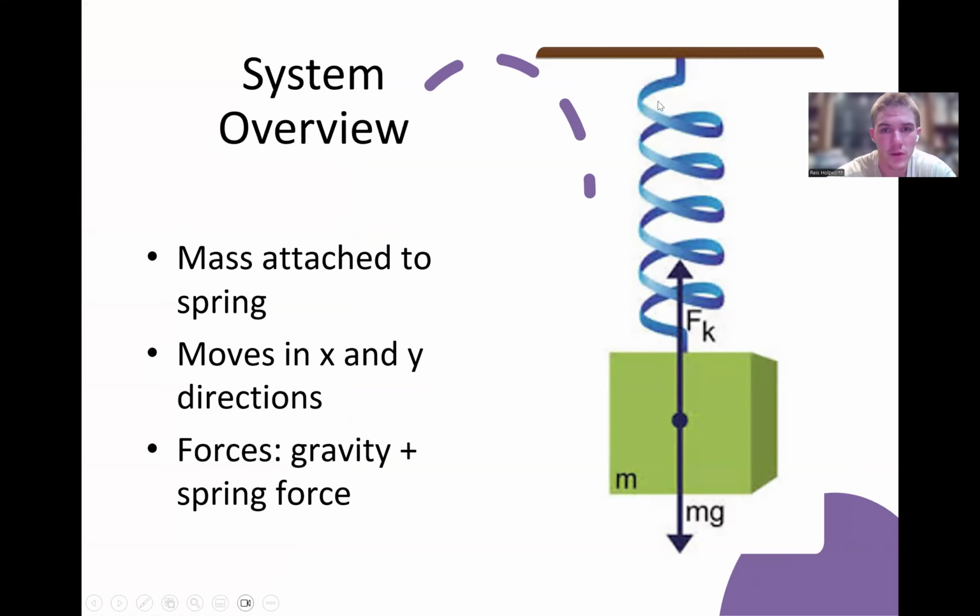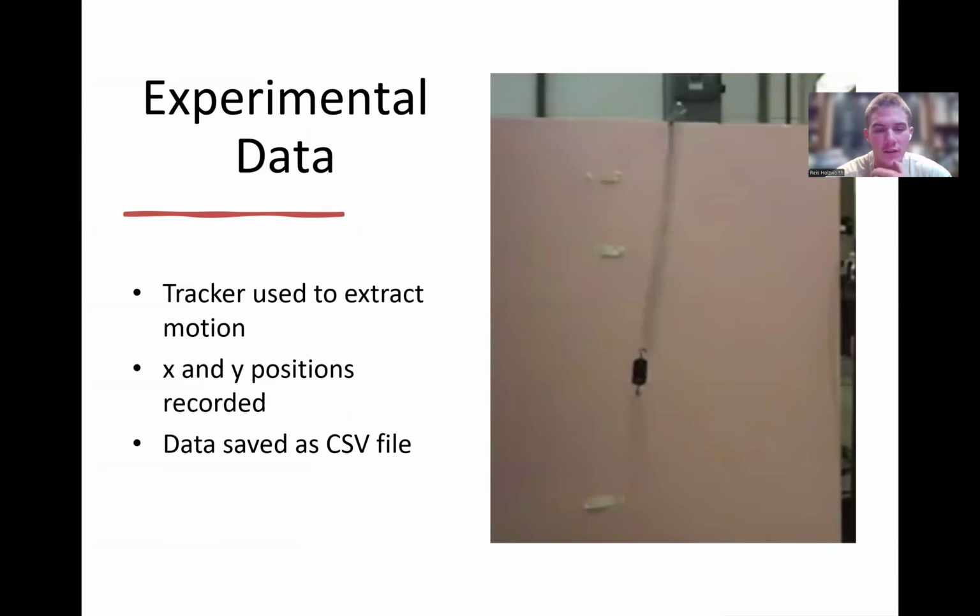So, some overview. The mass was attached to a spring and moves in the X and Y directions on a 2D plane, and the forces used were gravity and the spring force, which I see on the right. Energy always works against it. And so, experimental data.